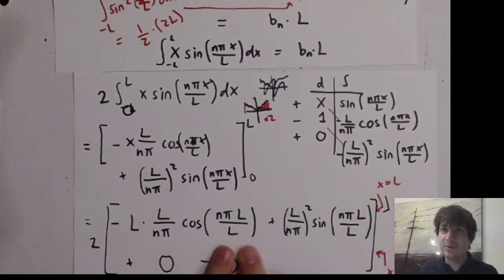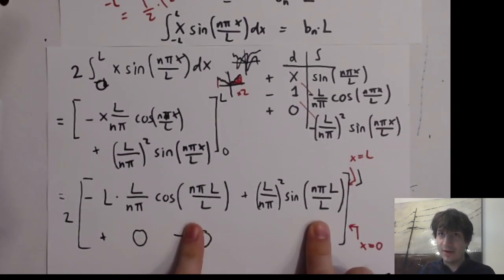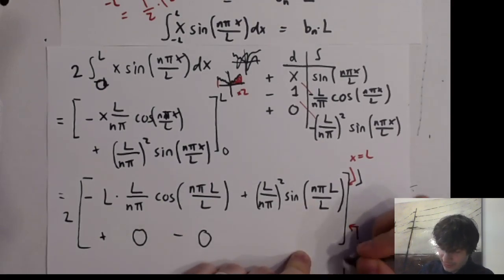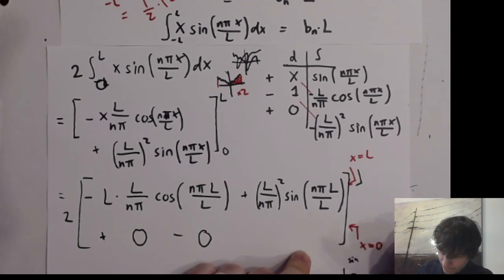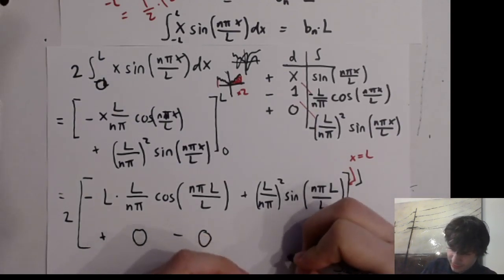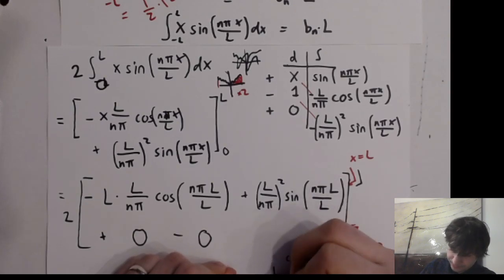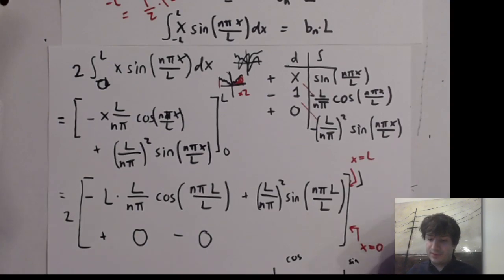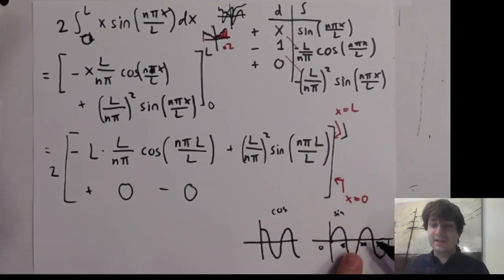Here it is very important to know the graphs of sine and cosine really well. So we have sine of n pi x. What does that look like? The sine function looks like that, and the cosine function looks like that. So where is sine 0? It's 0 at 0, pi, 2 pi, 3 pi, and so on. So at integer multiples of pi, the sine function is 0.